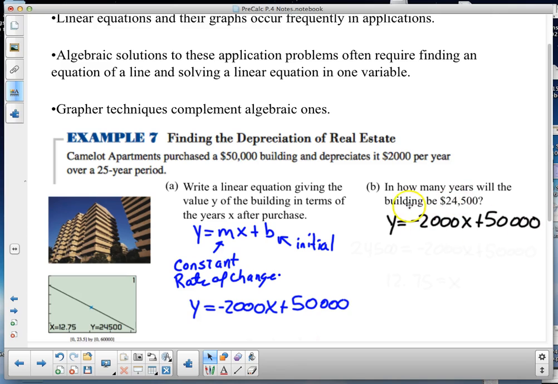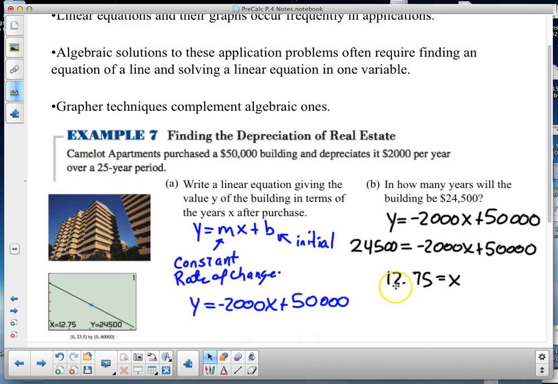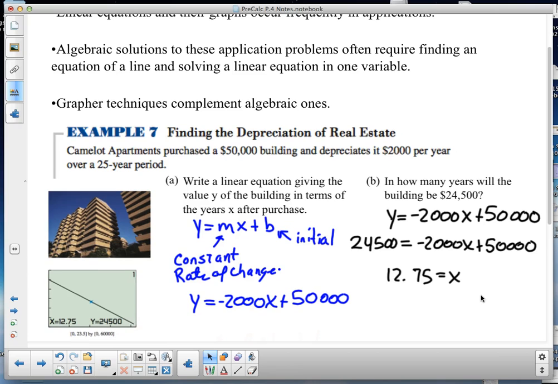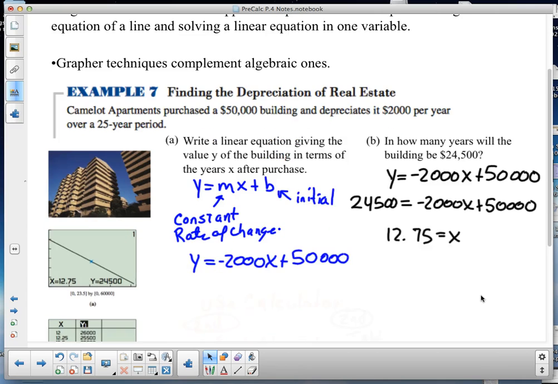Well, this is my original, and this is my cost at the end equation, giving the value y of the building, my y value. So 24.5 goes here. And now I just solve for x. And I find it's 12.275. And I have to know what that means. And it's 12 3/4 of a year. That's when my building would be worth 24,500. After 12 3/4 of a year.